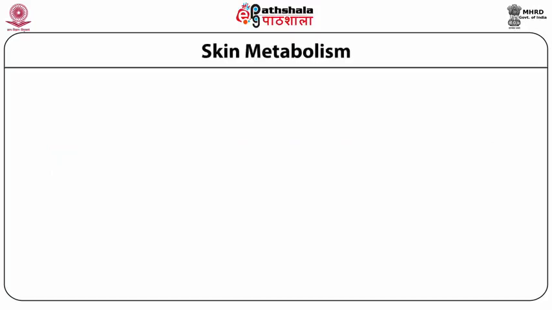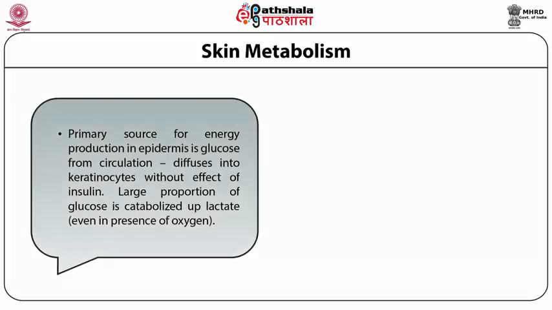The skin is probably also involved in metabolism. So we have a process which is referred to as skin metabolism. The primary source for energy production in the epidermis is normally glucose, which is obtained from the circulation. The keratinocytes take this glucose, or the glucose diffuses into the keratinocytes without the effect of insulin. A large proportion of glucose is catabolized to lactate even in the presence of oxygen.